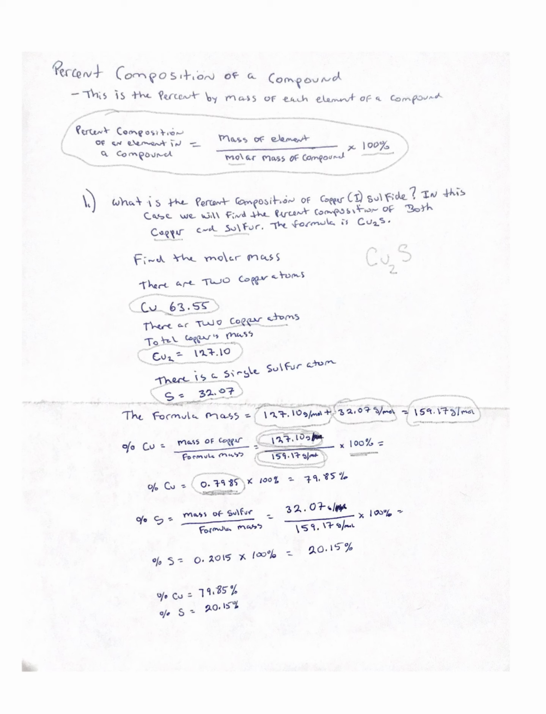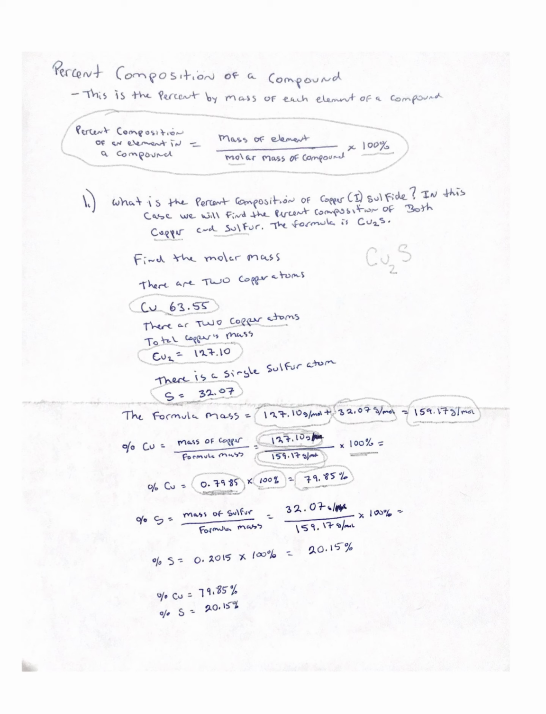Now I'm going to multiply that times 100%. Then the result is 79.85%. So if I have a copper sulfide, it's always going to be 79.85% copper. It doesn't matter the size of the sample, it's always going to be 79.85%.